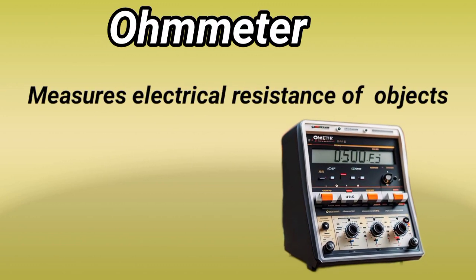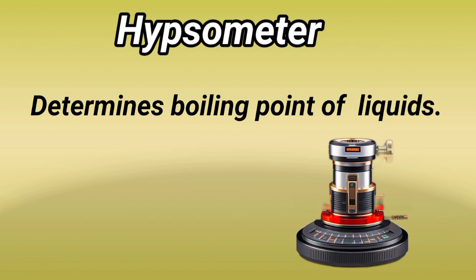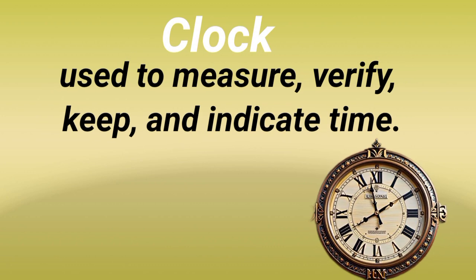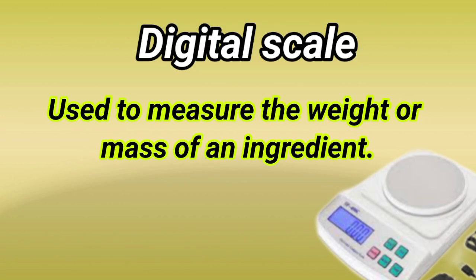Ohmmeter: measures electrical resistance of objects. Hypsometer: determines boiling point of liquids. Clock: used to measure, verify, keep, and indicate time. Digital scale: used to measure the weight or mass of an ingredient.